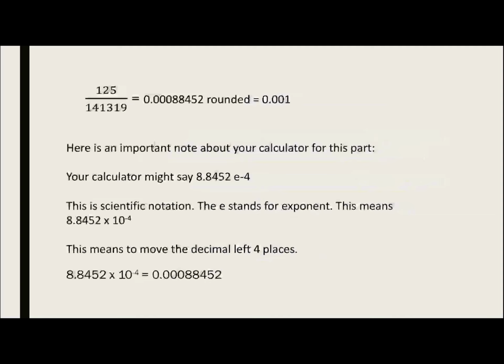Your calculator might give it to you in scientific notation. It just means move the decimal however many places the exponent is. A negative exponent means a very small number.